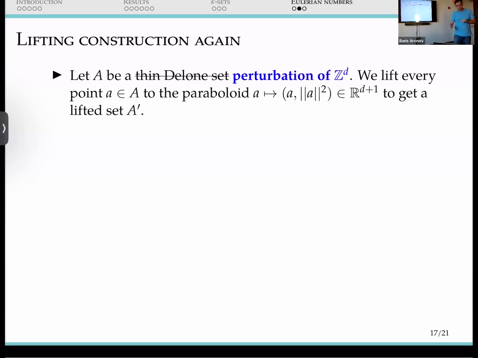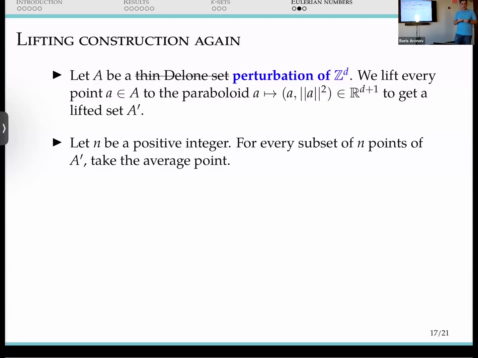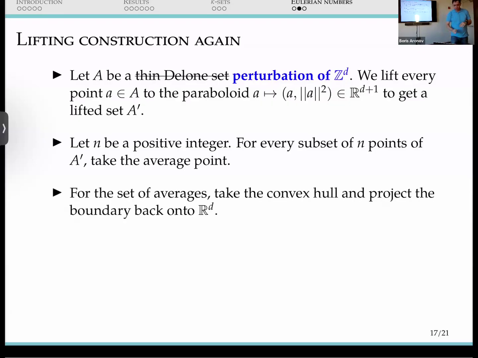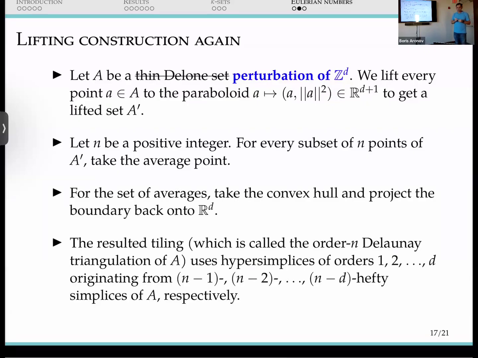So again, we lift all the points onto the paraboloid. Then we fix the number n, and for every subset of n points of the lifted set, we take the average point. So we have the initial cloud, then a cloud of averages, and then we take a convex hull and project the boundary back. So the convex hull of the averages, and project the boundary back to the d-dimensional space. So this is what is called the order n Delaunay triangulation.